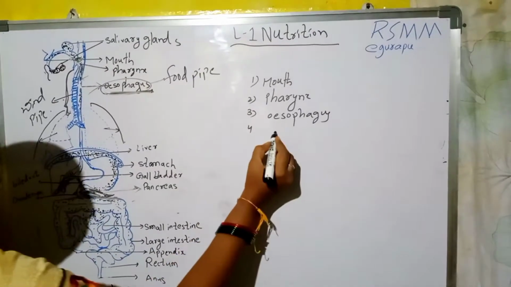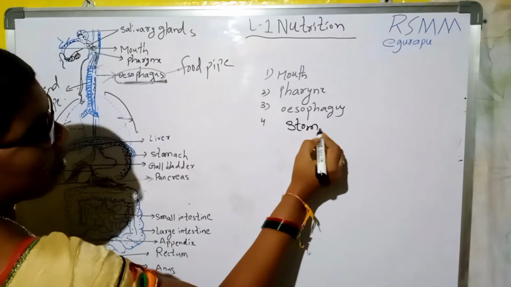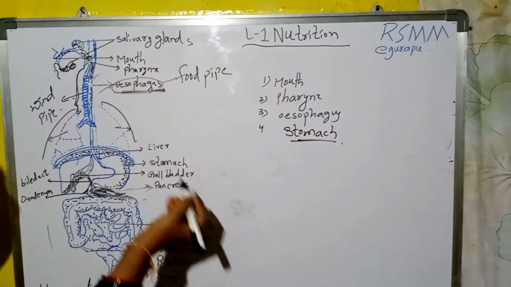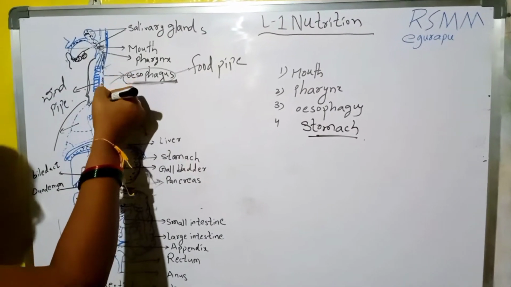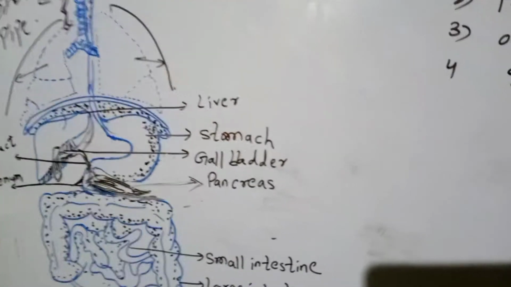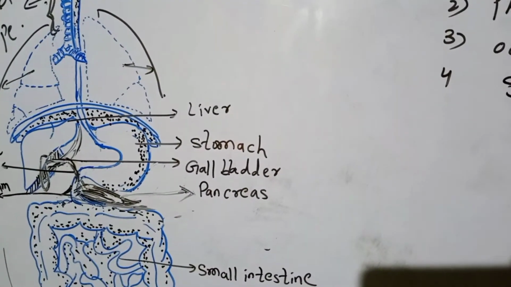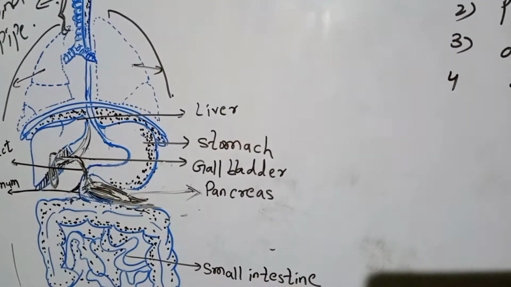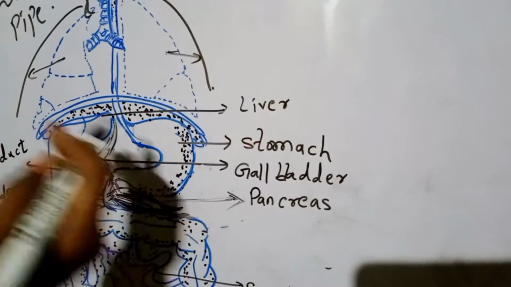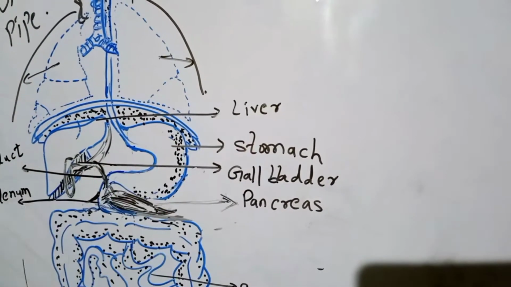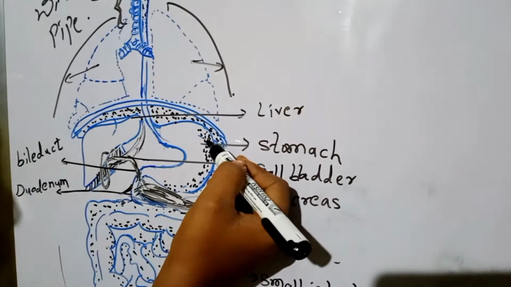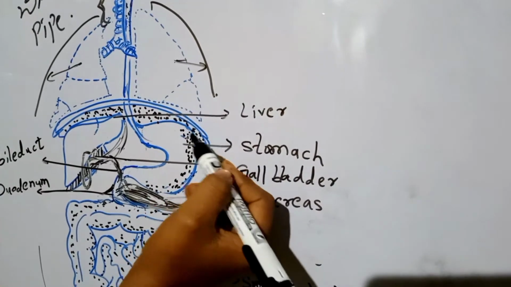Now we are going to learn about the stomach. From the esophagus, food enters into the stomach. So the stomach is a muscular bag. Where is the location of the stomach? The location of the stomach is below the abdominal cavity, on the left side of our abdominal cavity. It is a muscular bag.